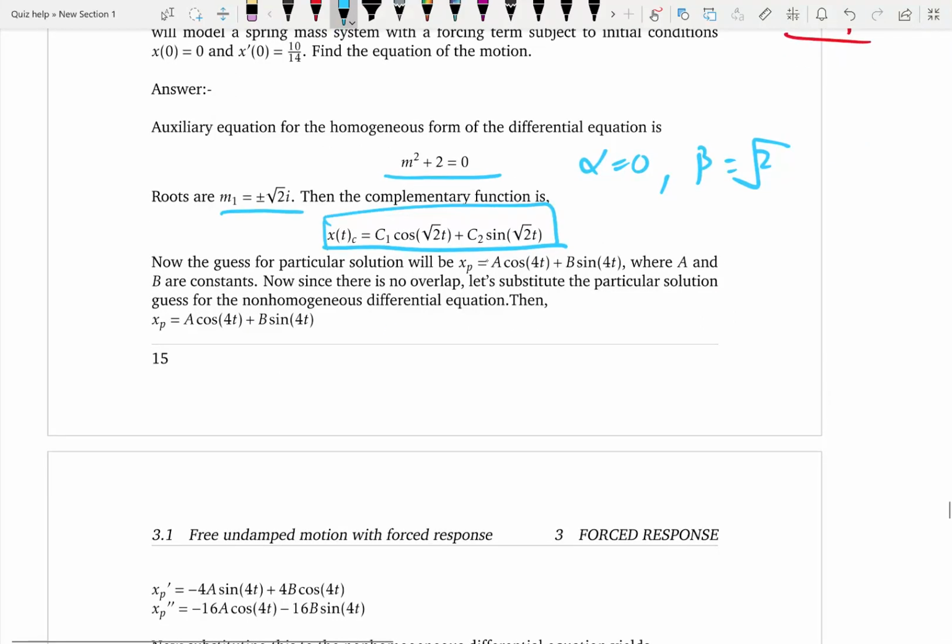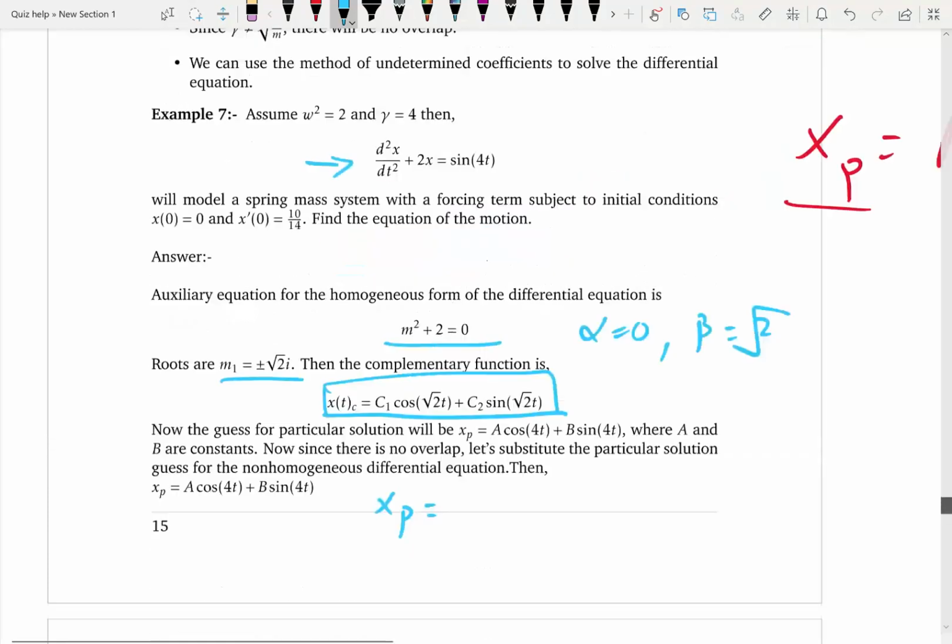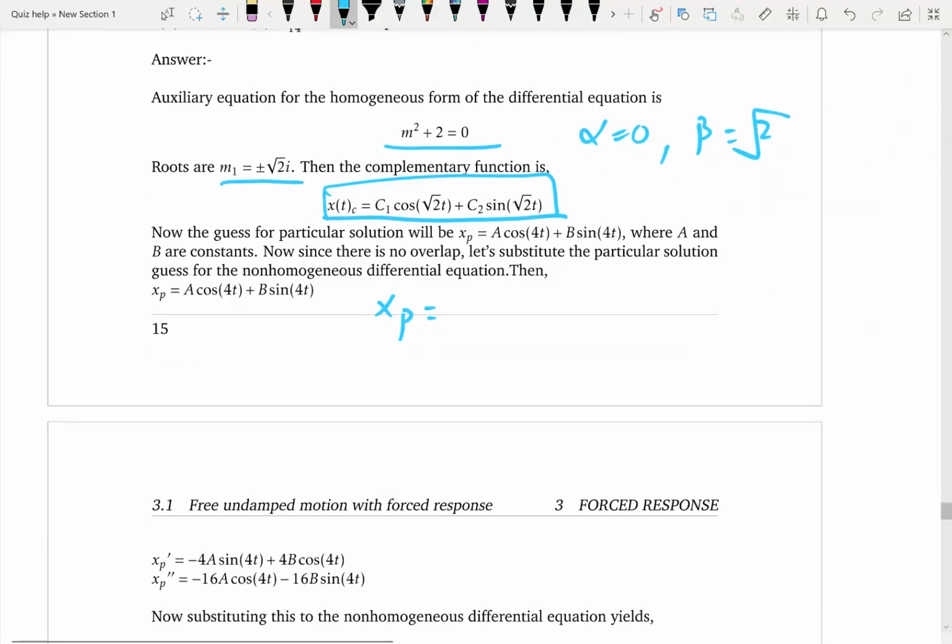Now we keep it aside and we write a particular solution. So our forcing function is sine 4t. So our particular guess will be a cosine 4t plus b sine 4t, right? So do we have an overlap? No, because gamma is not equal to W here. Gamma is root 2, and W is actually, W is root 2, my bad. W is root 2. Gamma is coming from the forcing function, which is 4. So they are not equal, so we do not have an overlap. Cosine 4t and cosine root 2t, that's different.